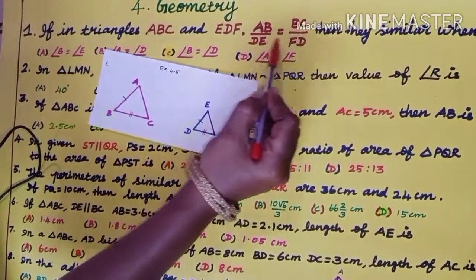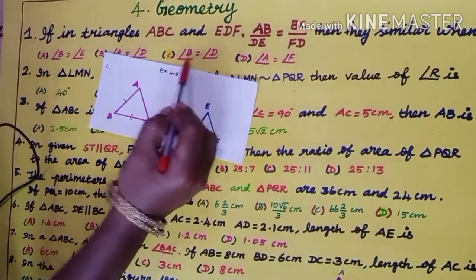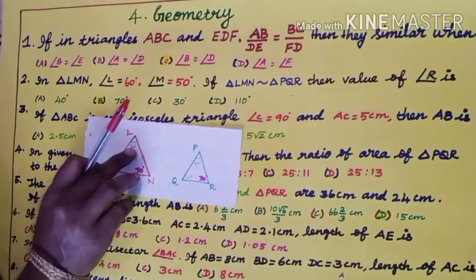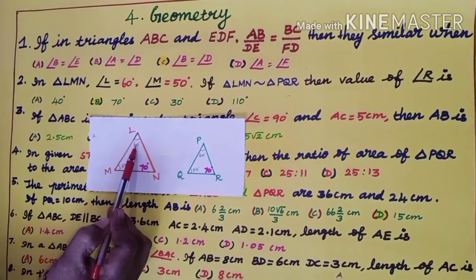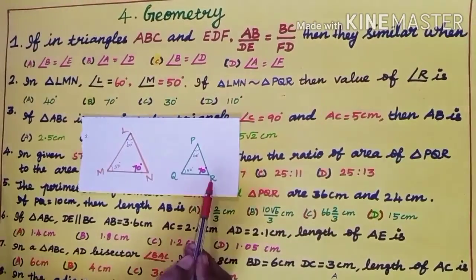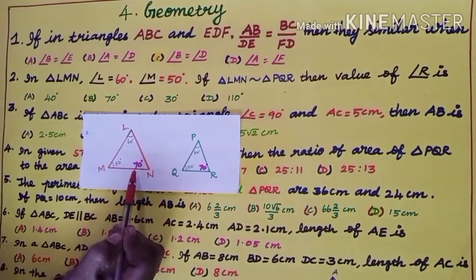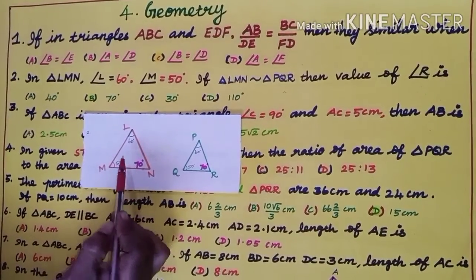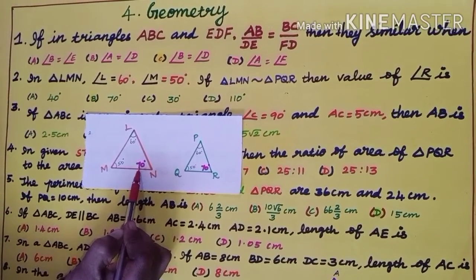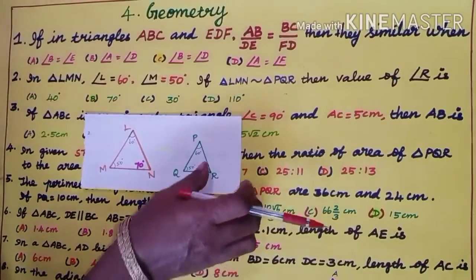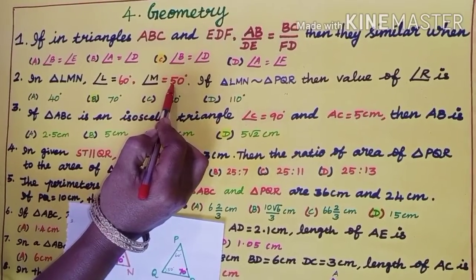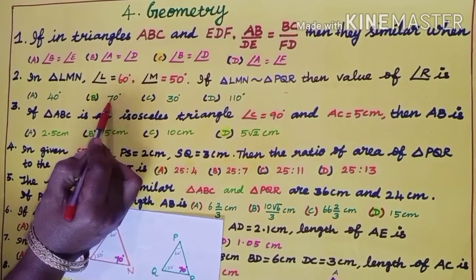Here B is common, here D is common. So angle B and angle D, option C. We go to the second question. In triangle LMN, angle L is 60 degrees, angle M is 50 degrees, and they are similar. Then what is the value of R? The sum of the three angles of a triangle is 180. Here the sum is 110, so the remaining is 70 degrees. So angle R equals 70 degrees. 60 plus 50 is 110, we need 70, so 70 is the correct answer.